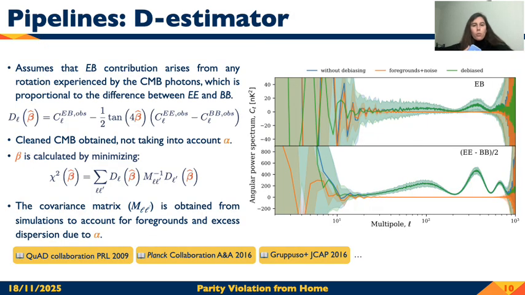So let me go into a little bit more detail for each pipeline. The d-estimator is a harmonic-based method that uses a clean CMB solution, and the main assumption is that the EB comes from this mixing of E and B modes, so it's proportional to the difference between EE and BB. So the idea is that beta is estimated by minimizing this chi-square function that depends on the d-estimator. In order to take into account that this might be complex, for example, having more complex foregrounds, or that there might be some rotation angles, what we can do is take into account that excess power in the covariance matrix so that we obtain realistic uncertainties for beta.